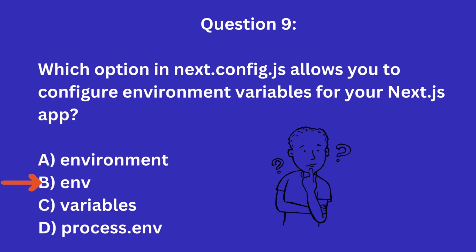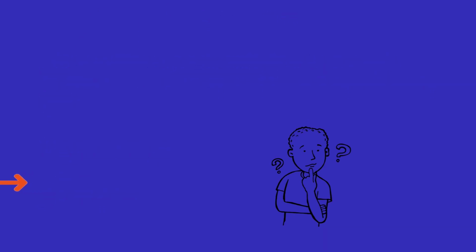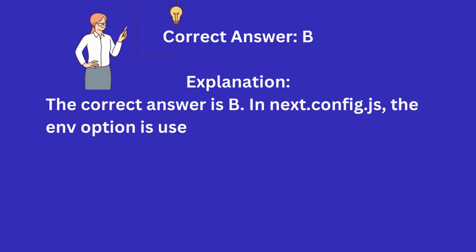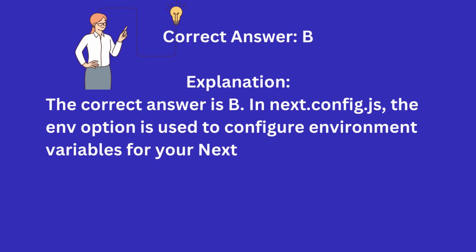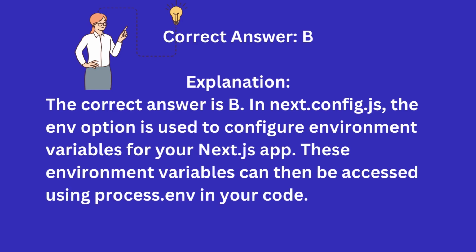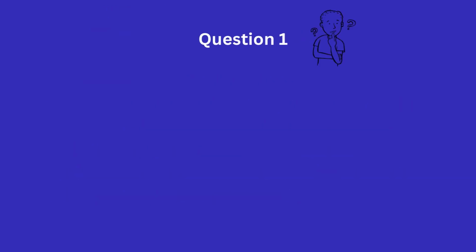Explanation. The correct answer is B. In next.config.js, the env option is used to configure environment variables for your Next.js app. These environment variables can then be accessed using process.env in your code. Question 10.